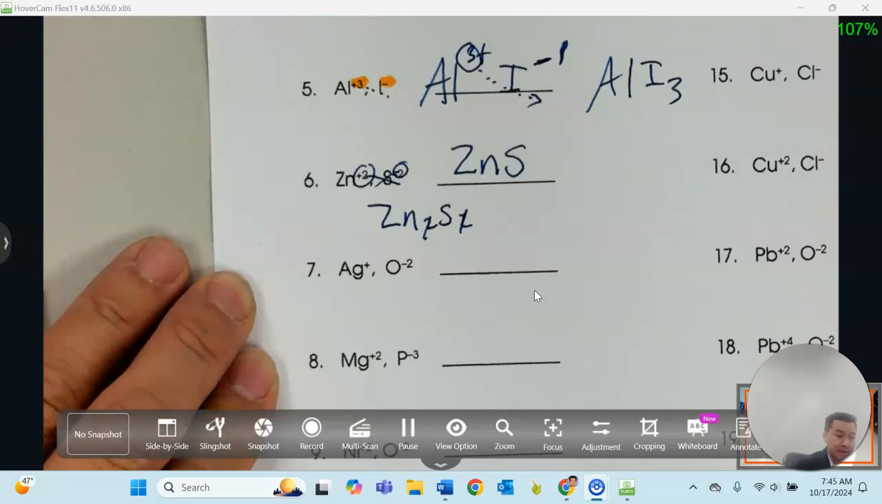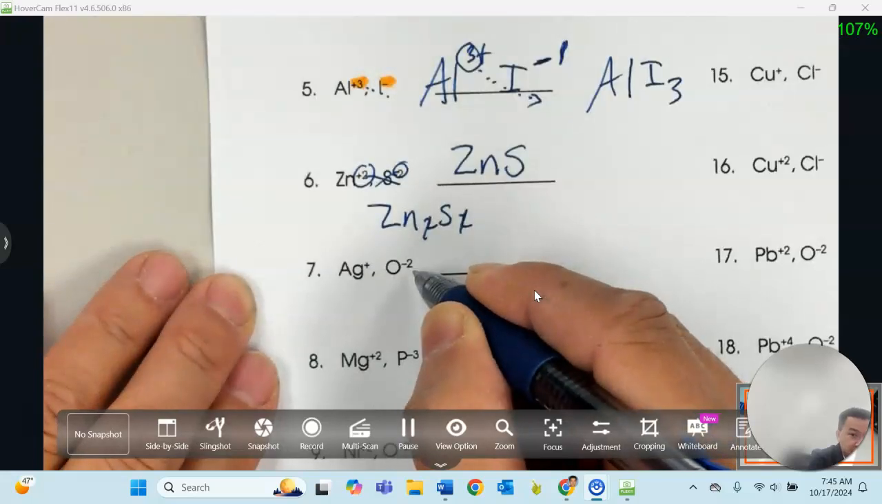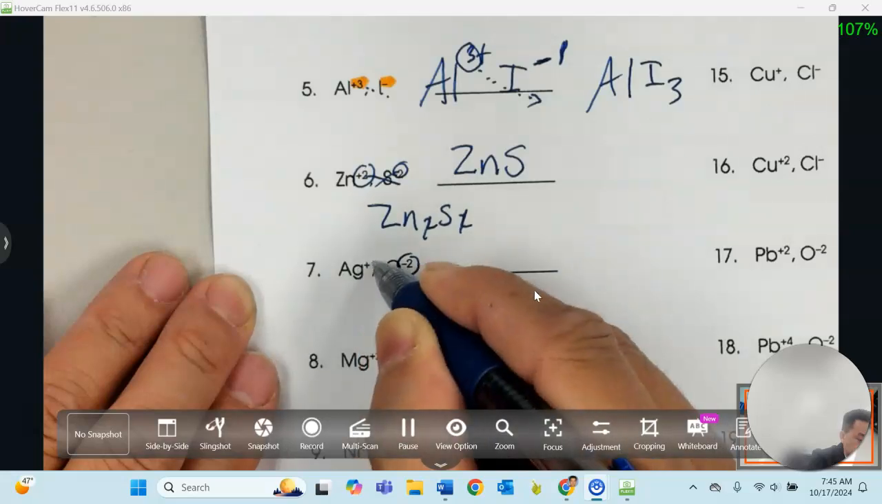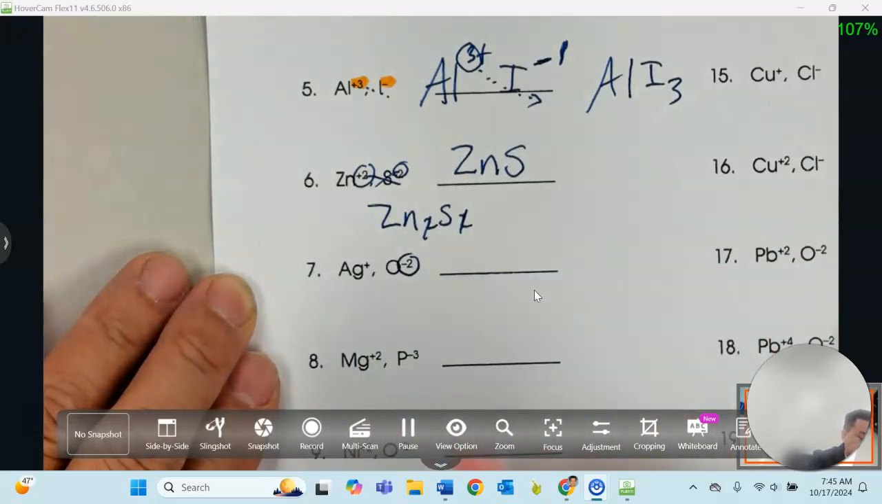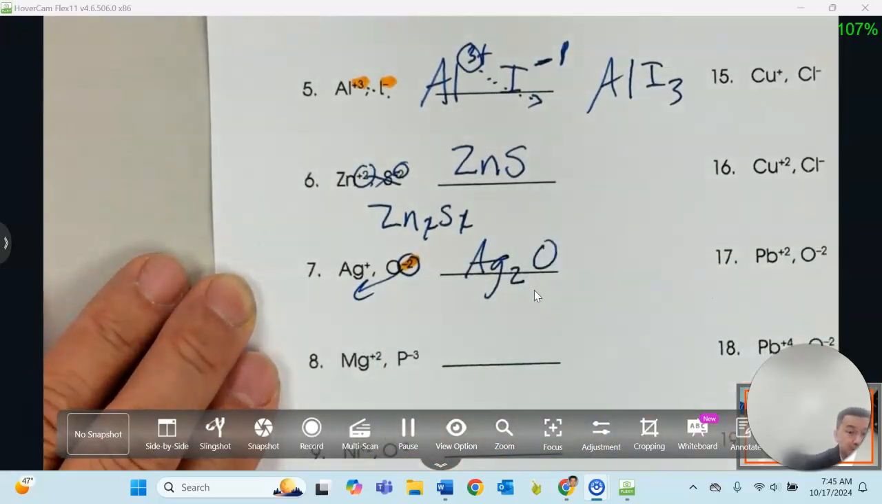Okay? Formulas are pretty easy to write when you know you have the oxidation numbers, the charges, correct. So O here is -2, so it's 2. So just bring the number down. Bring that 2 down across the Ag. So it's Ag2O.